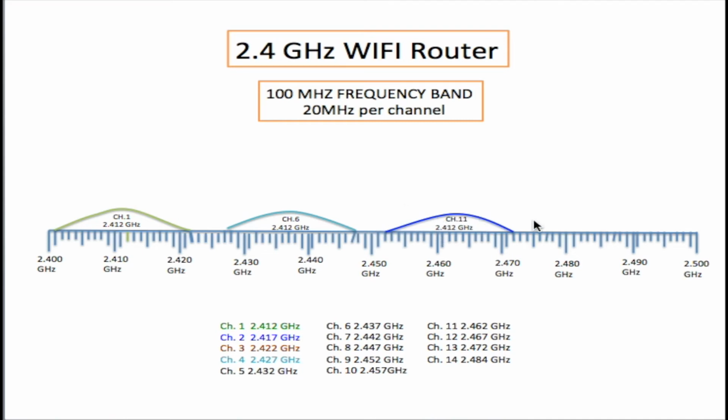Now for 12 and 13, these channels are only used in Europe and the rest of the world. And channel 14 is only used in Japan for the 802.11b standard. So if you are in North America, your router would just go up to channel 11. But it doesn't matter where you are, channel 1, 6, and 11 are the correct channels to pick in order to avoid adjacent channel interference.